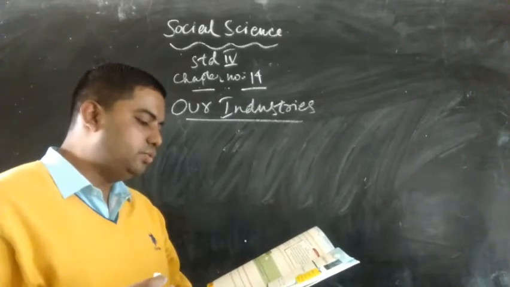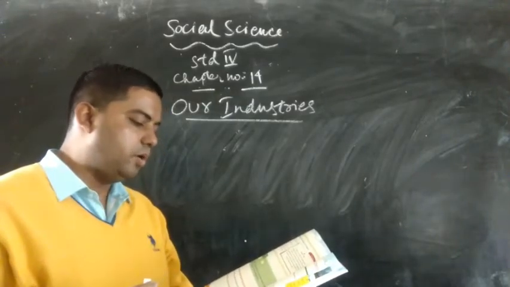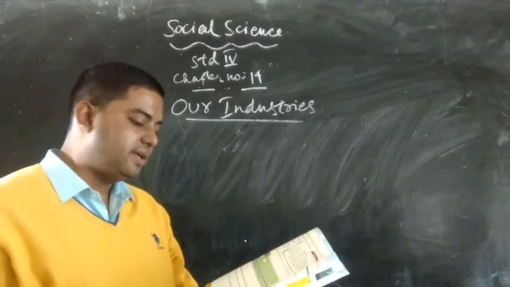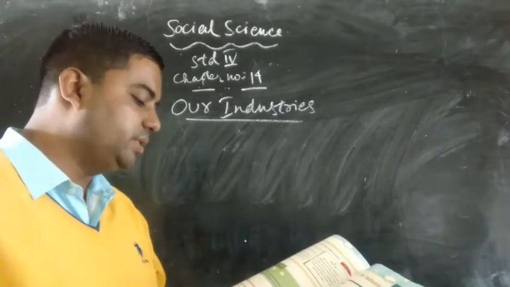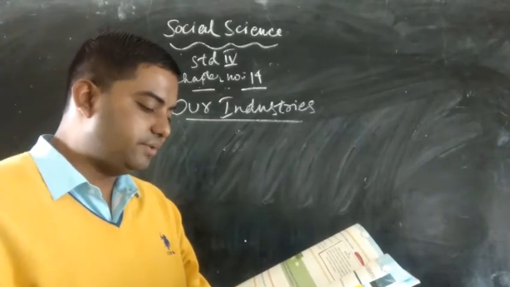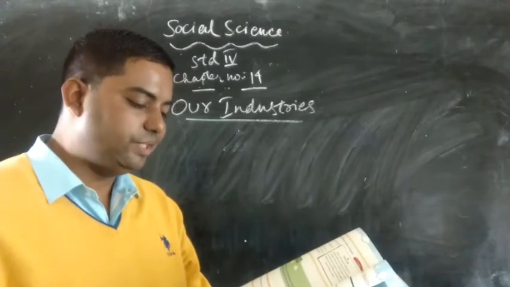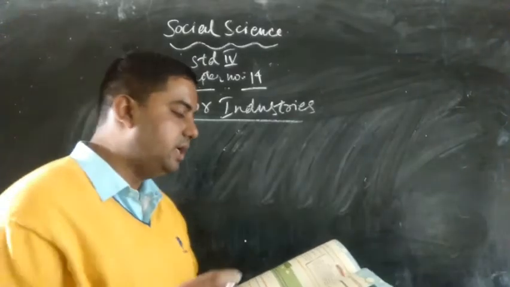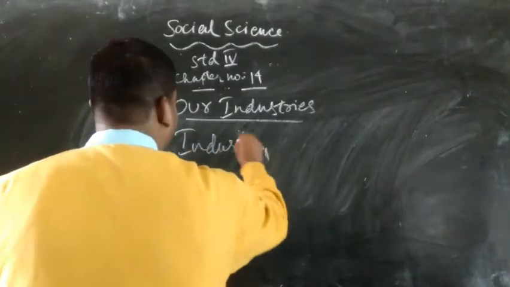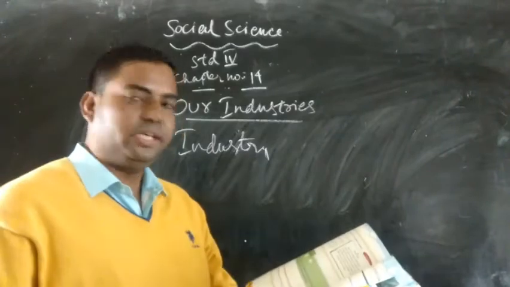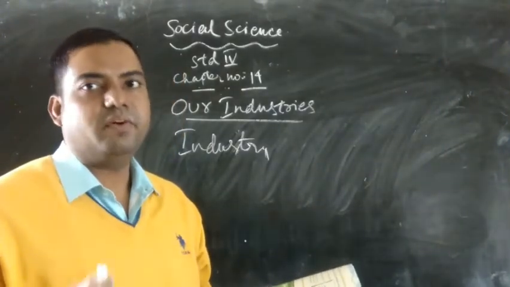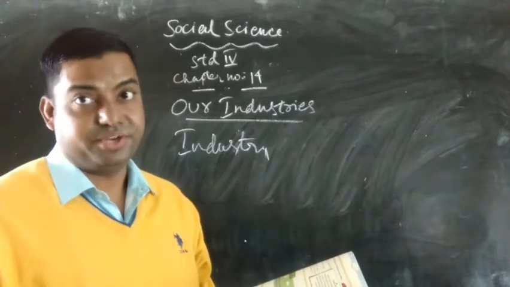From a small pencil to a big computer or a mobile phone, almost everything we use is made in a factory using natural sources. Thus, a factory is a place where natural sources are converted into finished goods. The process of converting natural sources into finished goods using machines and human labor is called an industry. So first, we need to understand what is industry. Industry is a place where the process of converting the natural resources into the finished product is done with the help of humans and machines.